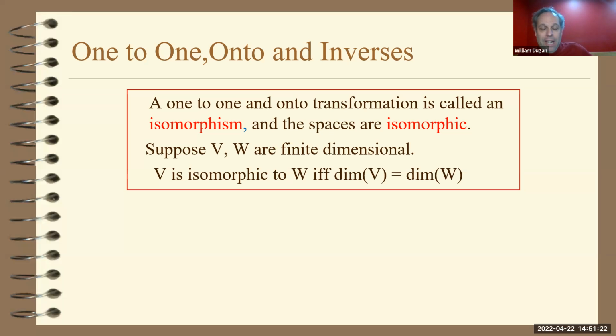This is an incredibly important result. It means that if you look at all the spaces that are dimension 3, they're actually all isomorphic to each other. They are all essentially the same. All you're doing is renaming the vectors and renaming scalar multiplication and renaming the vector addition. It's essentially only one vector space.